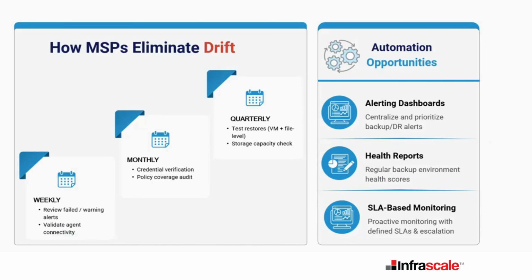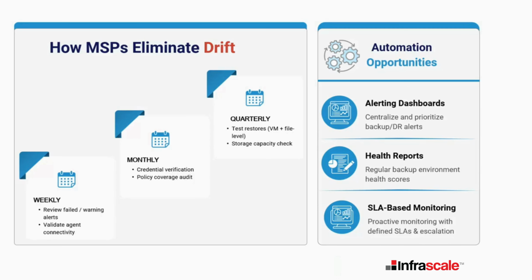So how do MSPs actually eliminate drift? The key is moving from reactive monitoring to a structured validation framework with checks at different intervals. Starting with weekly, you focus on operational health, review failed or warning alerts, and validate agent connectivity and hardware. This helps catch issues like disconnected agents or partial backups early.